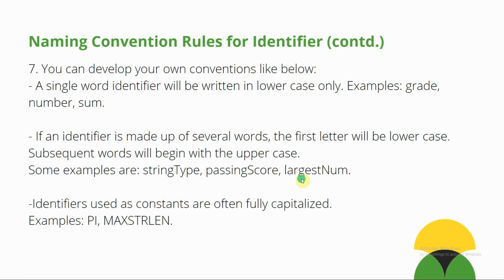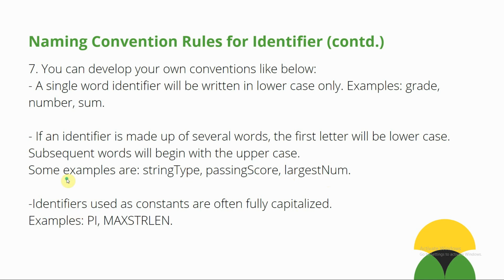For an identifier made up of several words, the first letter will be lowercase, and then the subsequent words will begin with uppercase. An example is stringType. You will notice the S in string is lowercase, and then the start of the next word, T, is in uppercase. Also with passingScore, lowercase, uppercase, and largestNumber, lowercase and uppercase.